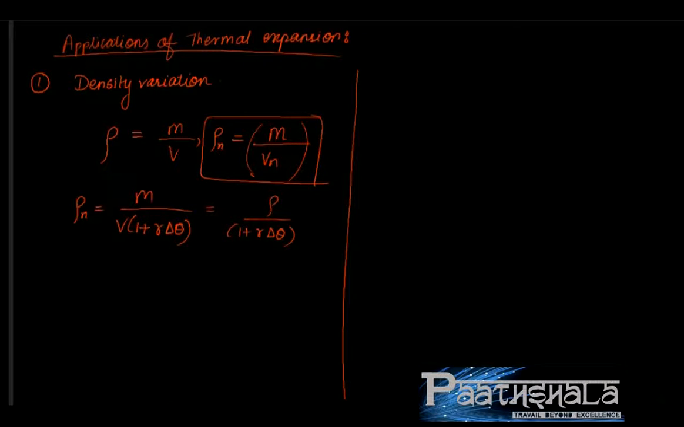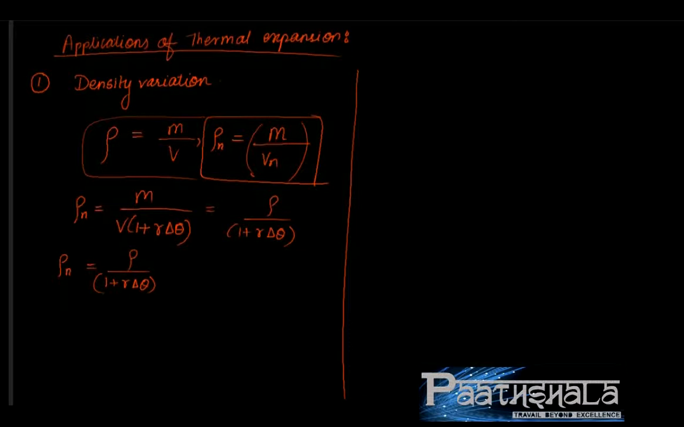That's it. Just check it out. So this entire volume is new volume, but new volume has been expressed in terms of old volume. So new volume is old volume into 1 plus gamma delta theta, and mass upon old volume is original density rho. So this is the exact expression that we get. Rho nu is equal to rho upon 1 plus gamma delta theta.